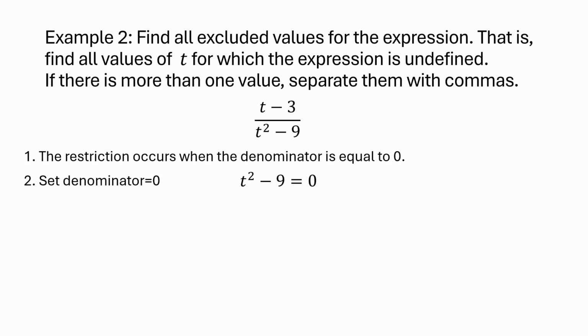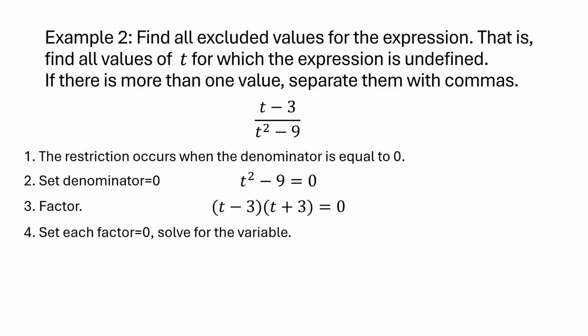So we'll have t squared minus 9 equals 0. Then we're going to factor. To factor t squared minus 9, it will be t minus 3 and t plus 3, and again that's equal to 0. Then we set each factor equal to 0 and solve for the variable. Each of the factors is what's inside the parentheses. So we have t minus 3 equals 0.